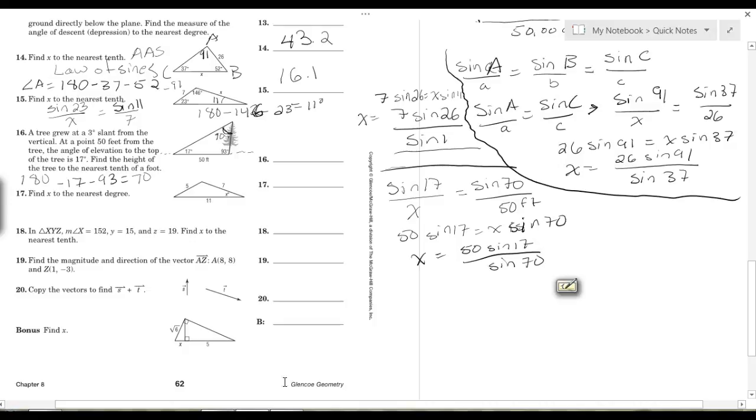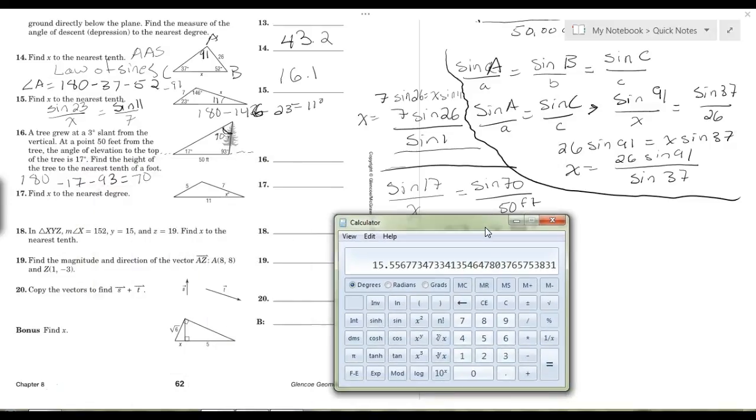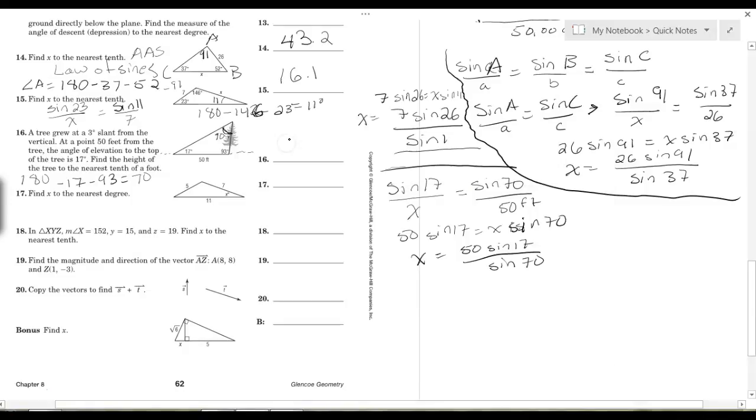I'll put that into my calculator. So sine of 17 times 50 equals, I'm going to divide that by sine of 70, and I get 15.55, and the question asks me to round it to the nearest tenth of a foot, so it's going to be 15.6. So I'll go ahead and write that in here, 15.6. Let's go ahead and scroll up again.